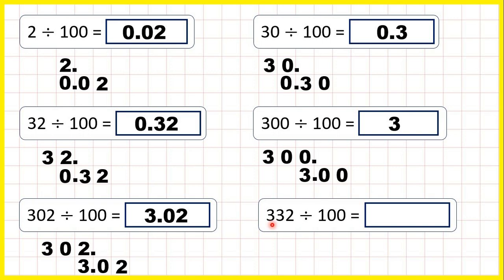Finally, we have 332 divided by 100, so we write out the number, copy down the decimal point, and move each digit 2 squares to the right. That gives us our answer 3.32, and notice 3.32 is the same as 3 plus 0.32, and that's because 332 is the same as 300 plus 32.